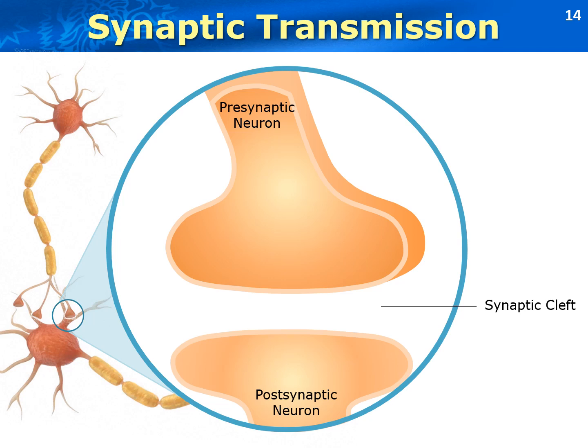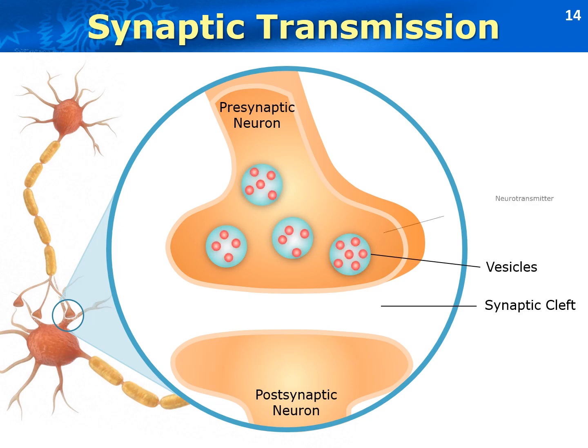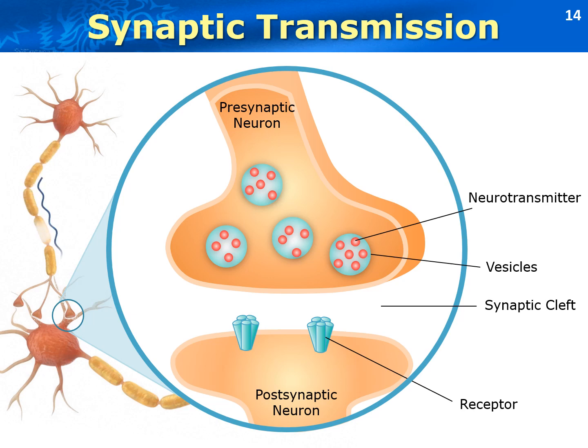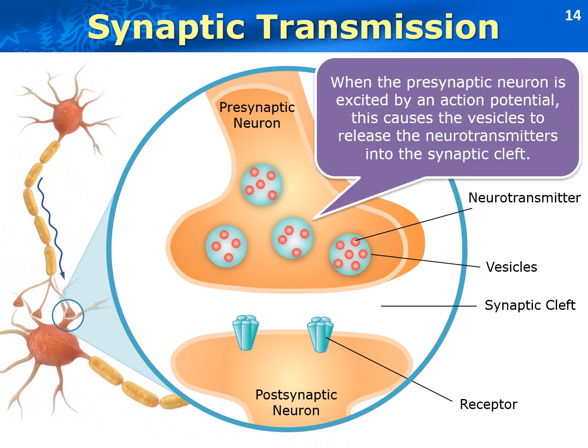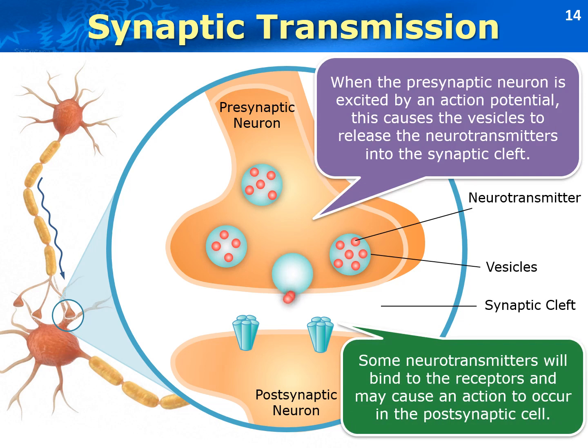In the presynaptic neuron, there are chemical signals called neurotransmitters that are packaged into small sacs called vesicles. In this picture, the green balls denote vesicles. This is the receptor on the postsynaptic neuron. Each vesicle may contain thousands of neurotransmitter molecules. When the presynaptic neuron is excited by an action potential, this causes the vesicles to fuse with the presynaptic membrane and release their neurotransmitters into the synaptic cleft.